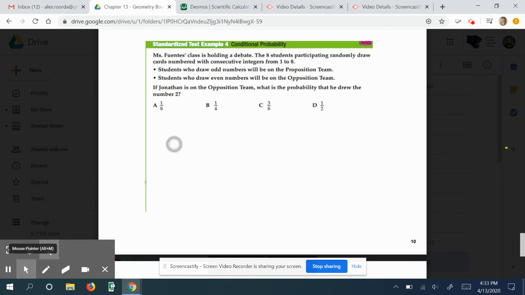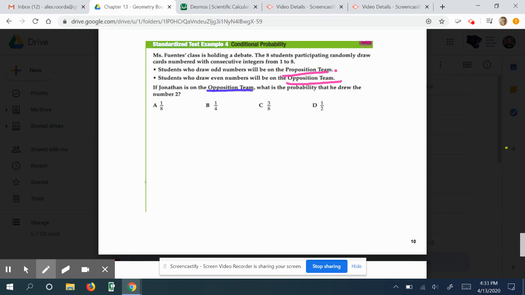All right, so let's look at some. It says right here, Miss Fuentes' class is holding a debate. The 8 students participating randomly draw cards numbered with consecutive integers from 1 to 8. Students who draw odd numbers will be on the proposition team, and students who draw even numbers will be on the opposition team. If Jonathan is on the opposition team, what is the probability that he drew a number 2?